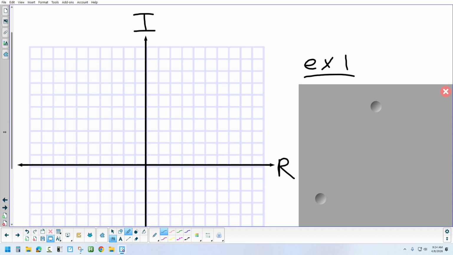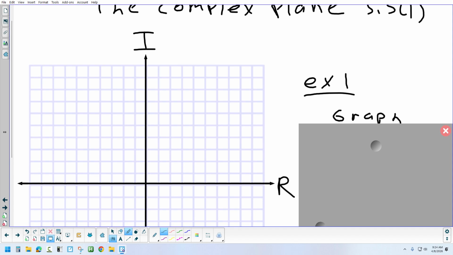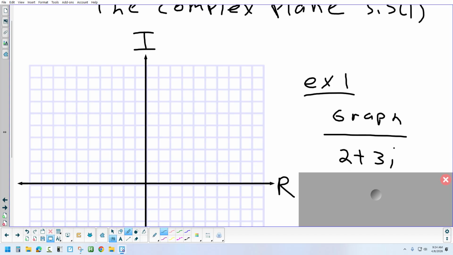So what I want to look at is graphing complex numbers. Okay, let's see if we can graph 2 plus 3i. If you can graph the point 2 comma 3, you can graph 2 plus 3i, because it's the same answer. So look at 2 plus 3i. What's the real part? 2. So that means on the real axis, which is the horizontal, you're going to go 2 to the right. What's the imaginary part?